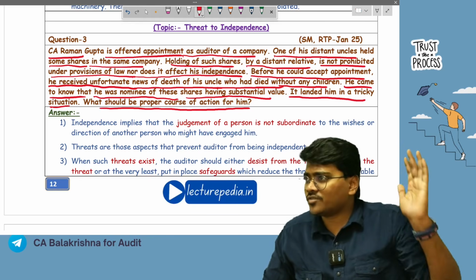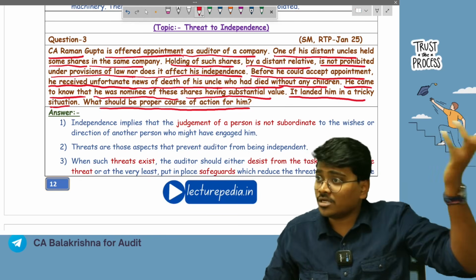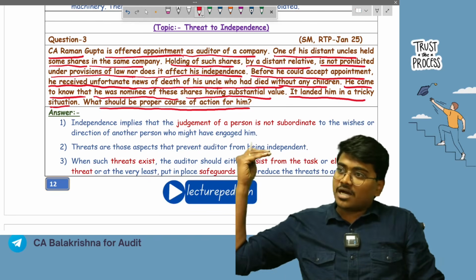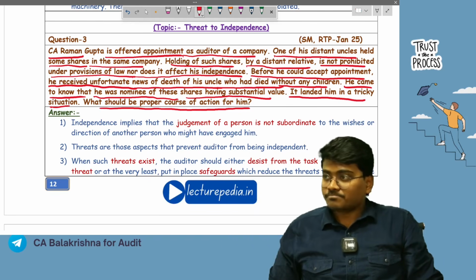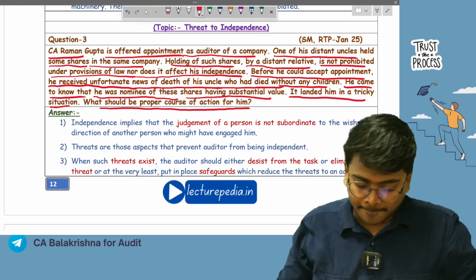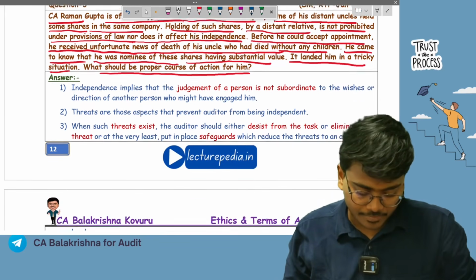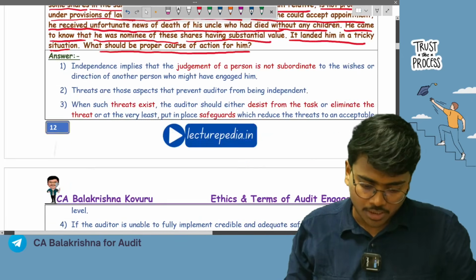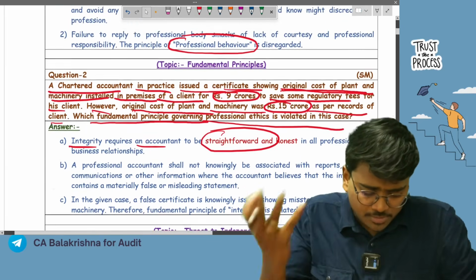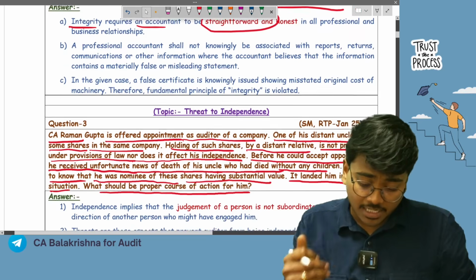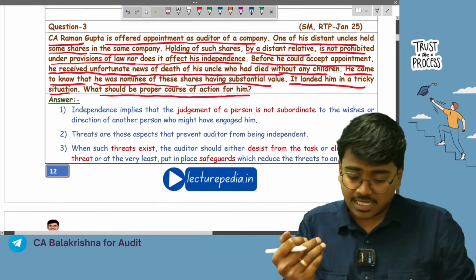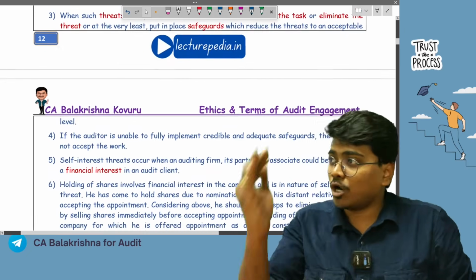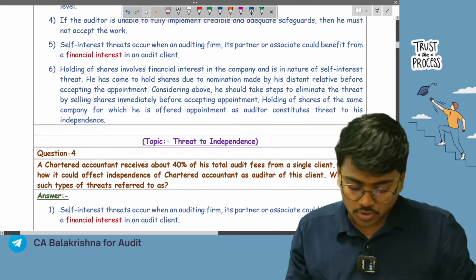By selling off the shares or by transferring the shares to someone, you can eliminate this threat. Got it? That is the answer you have to write over there. Next, you need to mention first of all what is meant by a self interest threat and how self interest threat has arisen here, and to remove that self interest threat, what you have to do. These three aspects you need to cover in your answer.